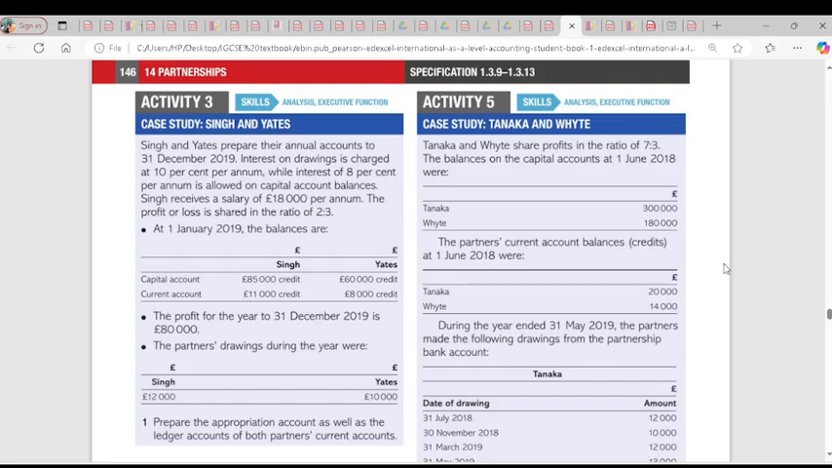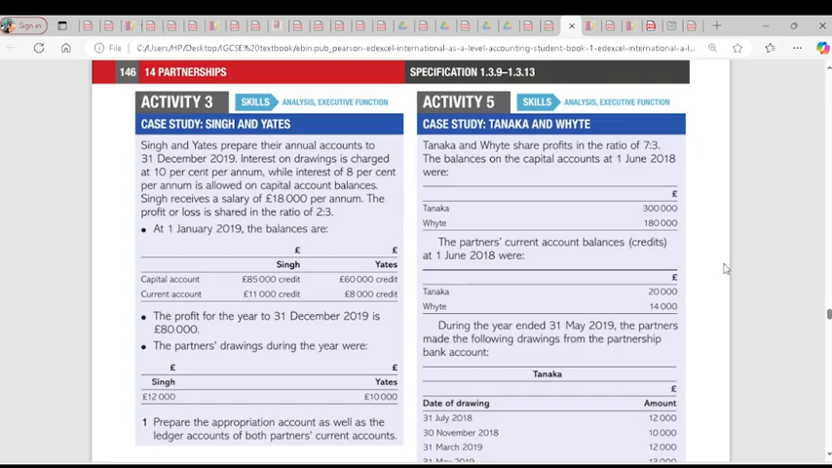Clear? The interest on capital: we have both capital and current account, so you have to add them together. That's why I wrote it here. Note, interest on capital will be added to interest on current account. Tanaka will have 18,000 interest on capital plus 1,200 interest on current account, which means 19,200. Then White, 10,800 interest on capital, interest on current account 840. You add them together, 11,640.